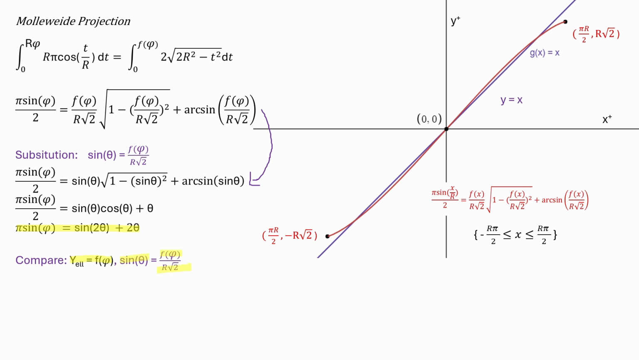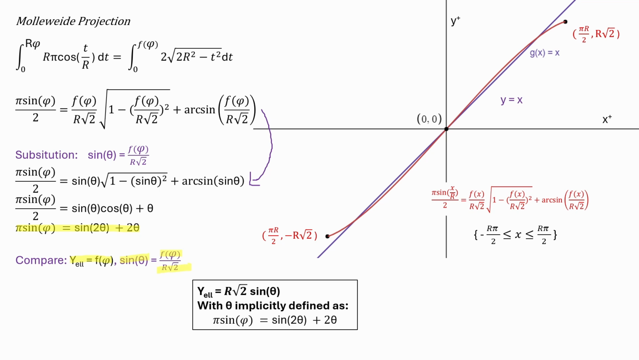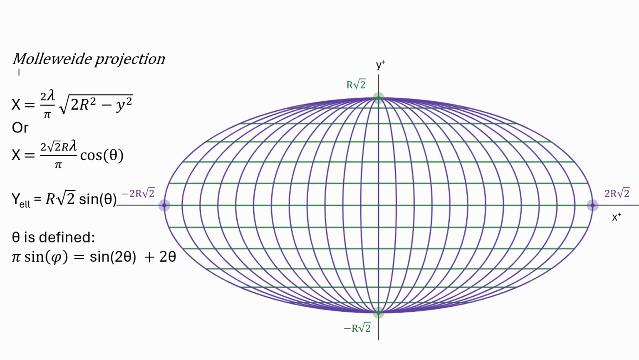defined by this. So we can just compare them and find that the y function that defines our Mollweide map projection is r square root of 2 sine of theta, and theta is implicitly defined using this implicit equation, and we can tell that theta depends on phi. As for our Mollweide map projection, we can now conclude that it is defined by either this or this for the x value and this for the y value. I kept the L of ellipse from earlier just because we defined it like that earlier. And theta is defined implicitly using this.